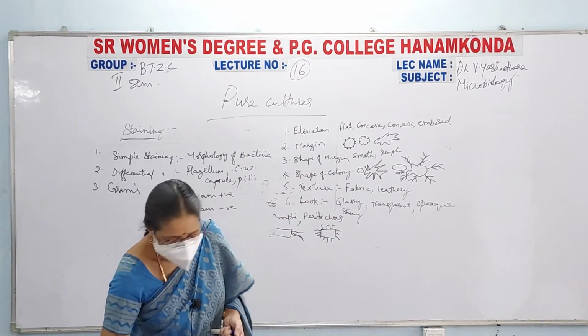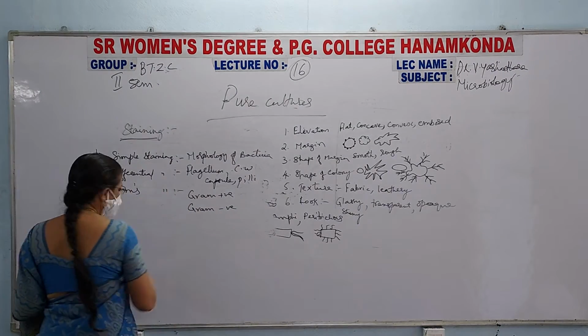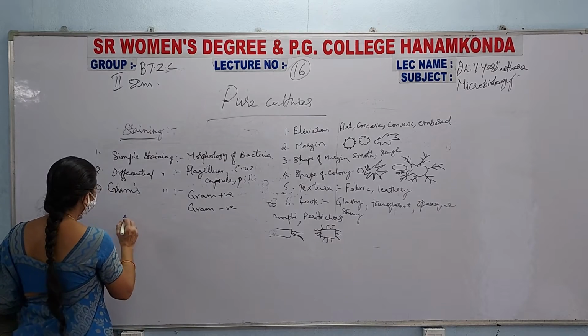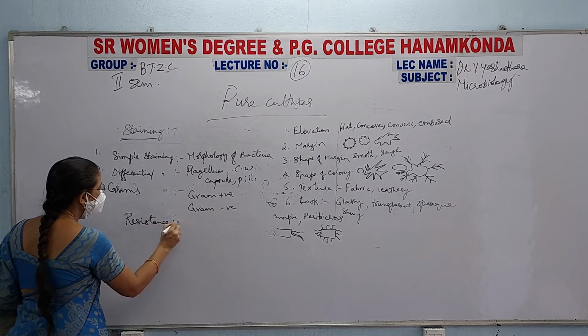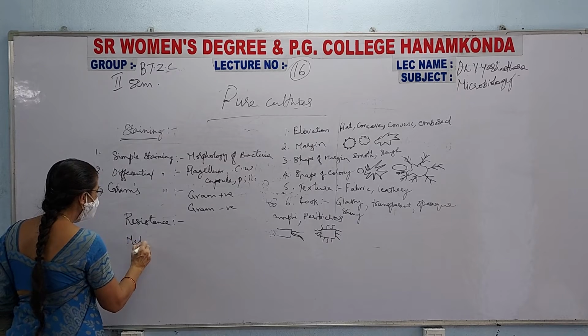Now for the identification of the bacteria, whether they are resistant, next one is resistance, next one is metabolism.